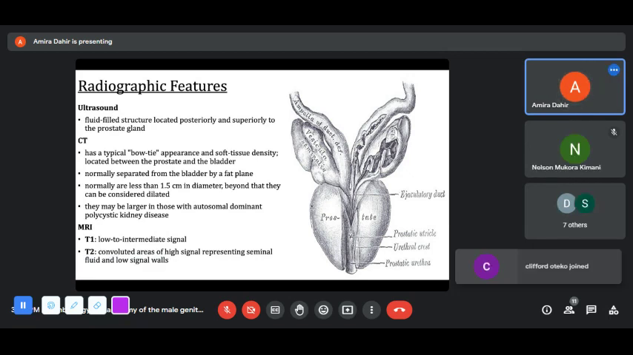There are conditions such as autosomal dominant polycystic kidney disease in which the seminal vesicles may appear larger than normal. On MRI, T1 weighted, it appears low to intermediate signal intensity. On T2 weighted, it appears as a convoluted area of high signal representing seminal fluid with low signal walls.